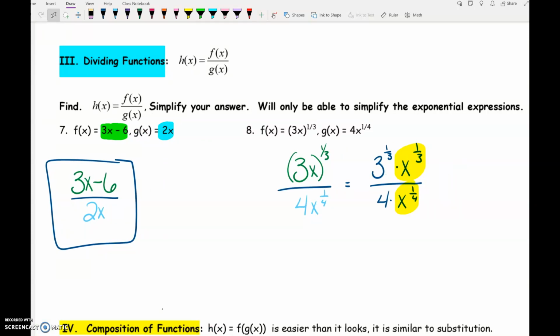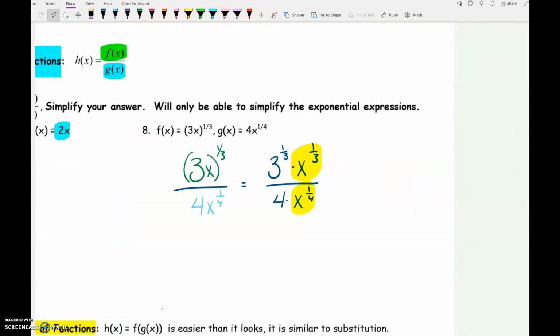I'm really looking for, do you understand the concept of the f function goes here on top? I should make that green like I have all the other times. The f function goes on the top, the g function goes on the bottom. You're just creating a new function using two other functions. If we do finish this one, 3 to the 1/3. If you did that in your calculator, it's a crazy decimal. I would leave it as 3 to the 1/3 over 4.